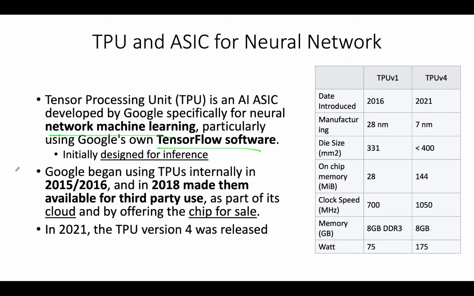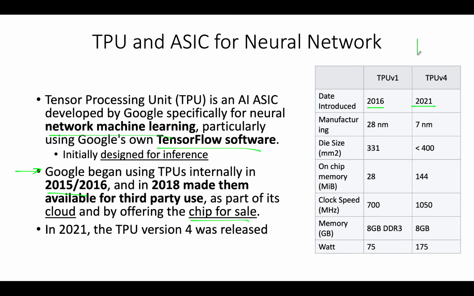So, a little bit of timeline. Google began using TPUs internally in 2015 and 2016. In 2018, Google made TPUs available for other users as part of its own cloud, so these are accessible through Google Cloud. But they are also now offering TPUs for sale, especially for edge devices. TPUs were introduced in 2015-16, and in 2021 TPU version 4 was released.